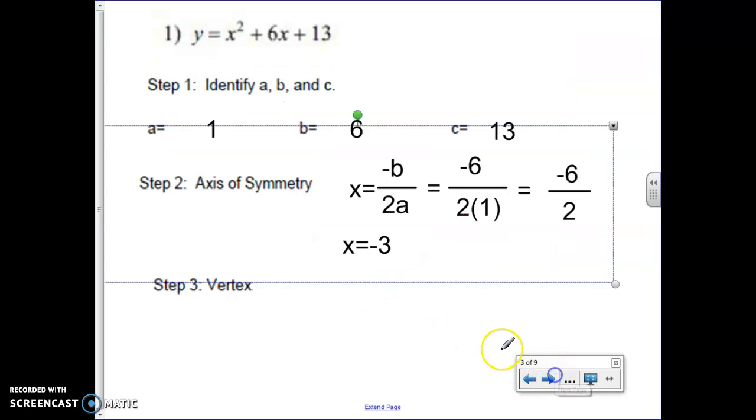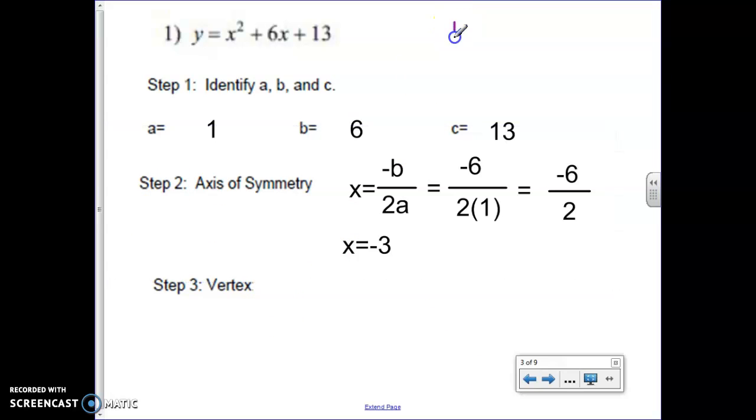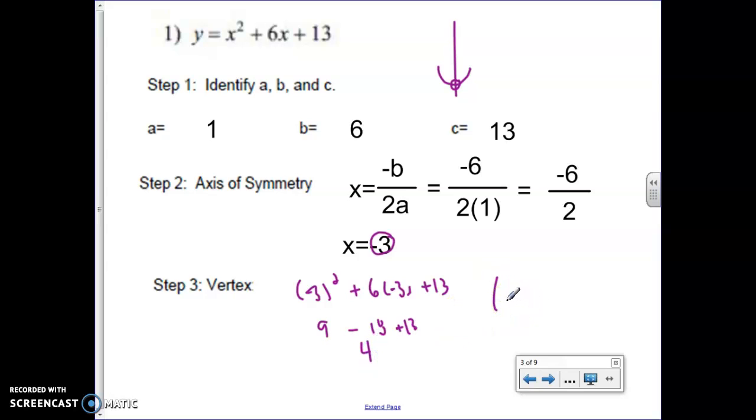After we find out what the axis of symmetry is, we want to now find out what the vertex is. The way we're going to find the vertex is, remember, your axis of symmetry goes through your vertex. So we're going to plug in negative 3 in place of x. So we're going to do negative 3 squared plus 6 times negative 3 plus 13. So we'll have 9 minus 18 plus 13, and you would get a y value of 4. So your ordered pair for the vertex is going to be (negative 3, positive 4).